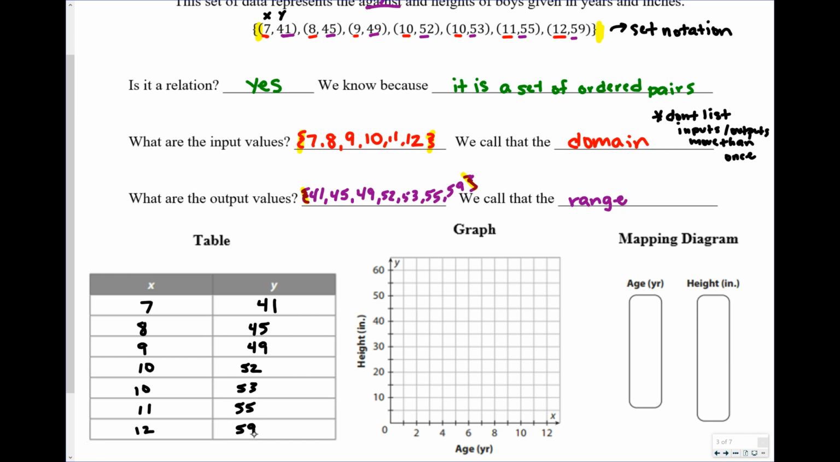Okay. Now we've done our table. That's still the same relation, by the way. This table is the same relation. We're just showing it in a different way. Remember, this whole learning target is describing relations in as many ways as we can. Okay, so I've just put it in a table.